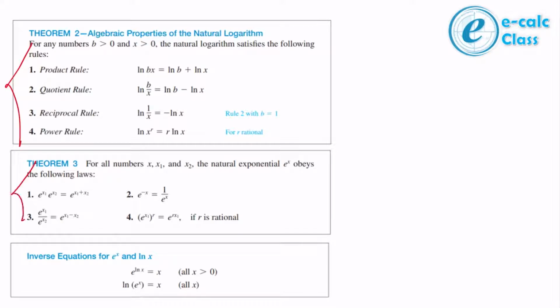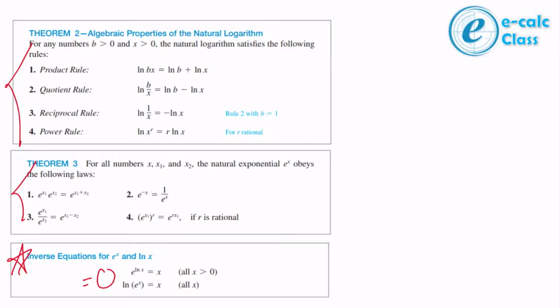And also the exponential e to the x, exponential law. And there is something very important and very useful, which is this one, the inverse equation for e to the x and ln x. Why? Because as you can see, if you have e to the ln of something, sometimes it's very complicated, right? You can directly say this equals that something.